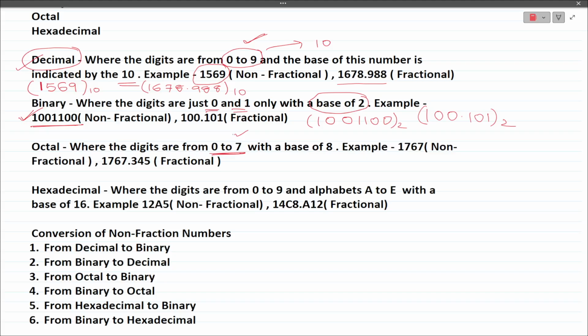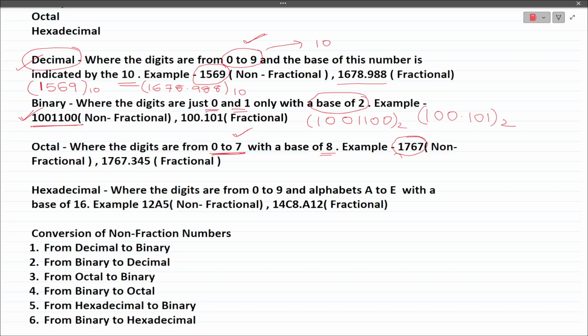That is what is mentioned over here. It is from 0 to 7. And the base is 8. 0 to 7, if you will be counting it, it will be 8. That is why the base is 8. And again, if you will be observing this particular number, see 1767. Can you see? 1 is coming under 0 to 7, 7 is coming under the range between 0 to 7, 6 is coming under range between 0 to 7, 7 is also coming under digits 0 to 7.